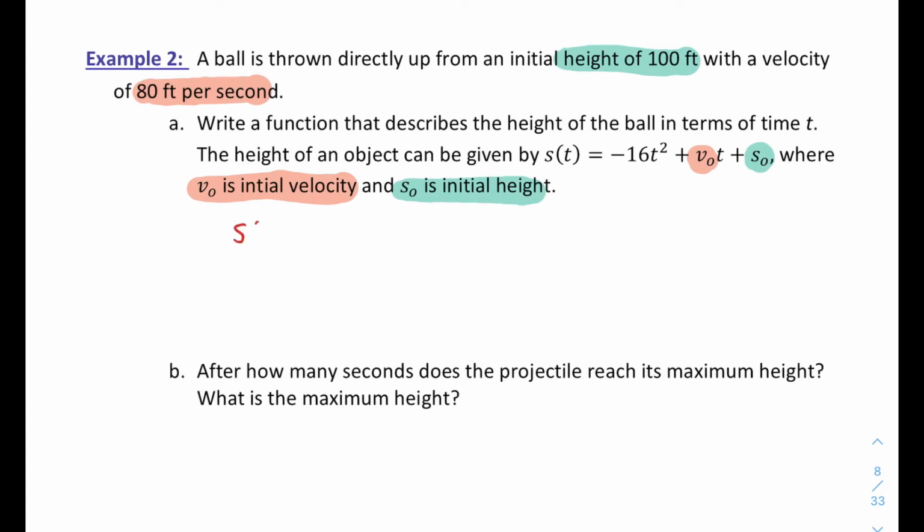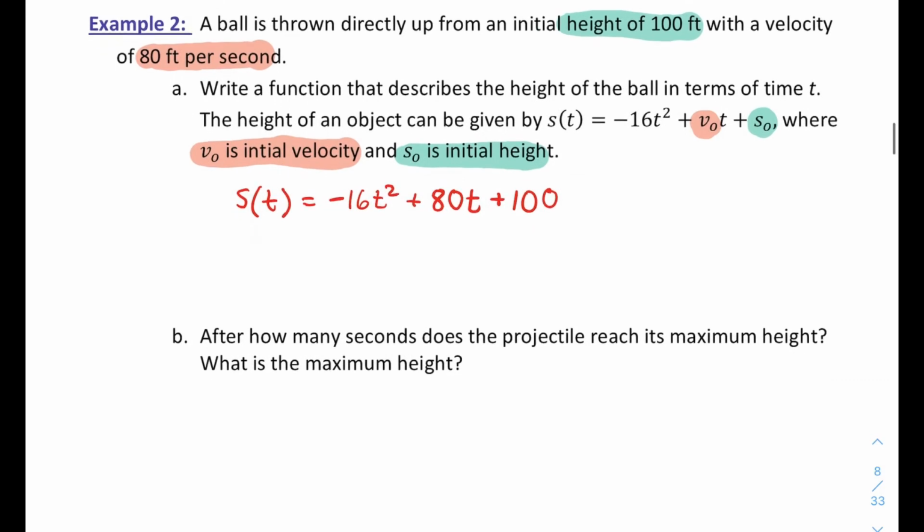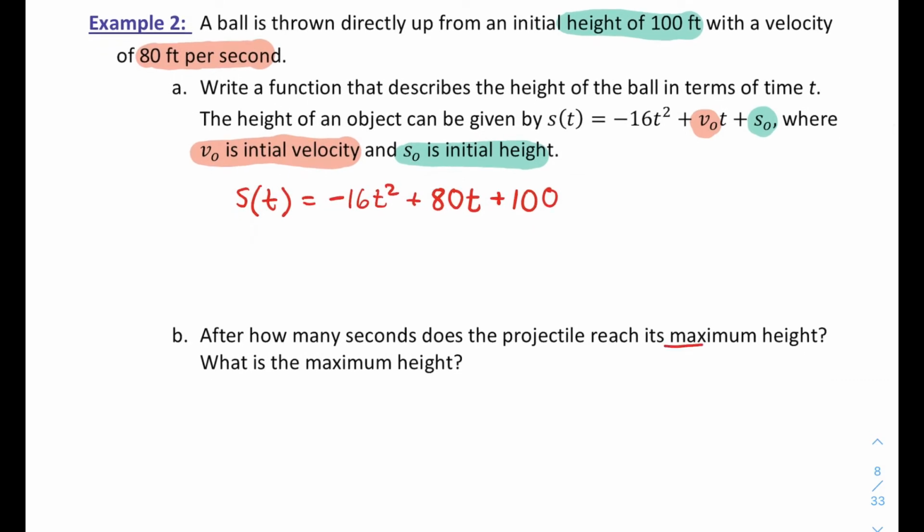So if I'm writing my equation that models my ball's height in this specific situation, I just have negative 16t squared plus 80t plus 100. And now on part b, I'm looking for after how many seconds my projectile reaches its maximum height. So there's the path of my ball right there. I'm looking for how long it takes to reach that vertex in the middle, so I'm looking for my value of t that occurs at my vertex. Instead of x equals negative b over 2a, I'm going to do t equals negative b over 2a because I just have a different variable.